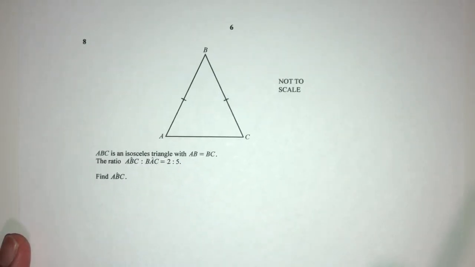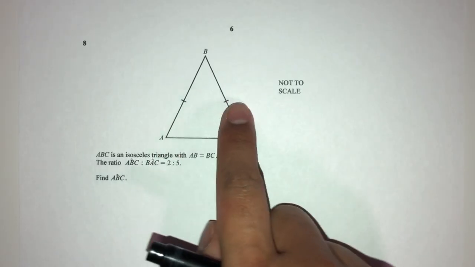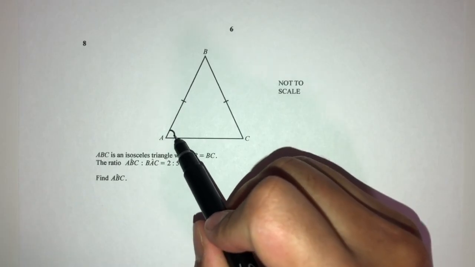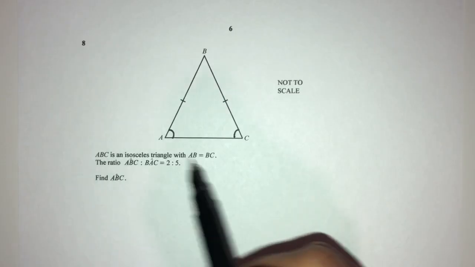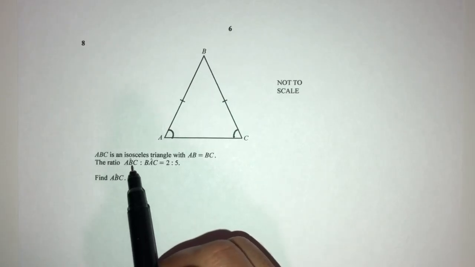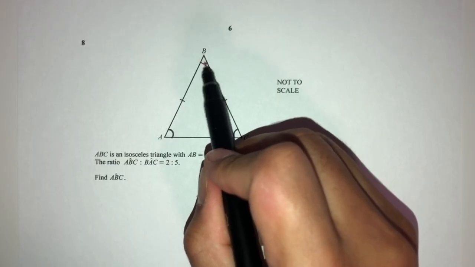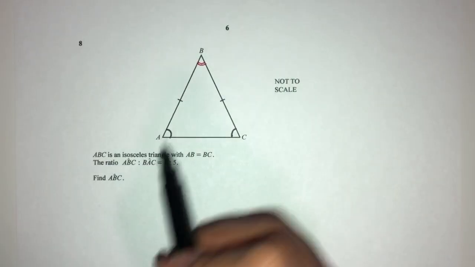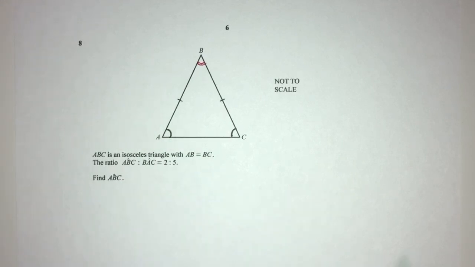Now let's move on to question number 8. So here we have ABC, an isosceles triangle, which means this and this are the same, and this angle is the same as well, right? And here we have the ratio of angle ABC, this one, to BAC, this one. Okay, so we have a ratio.